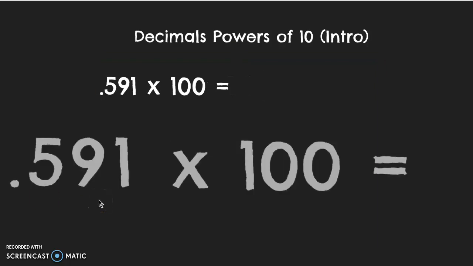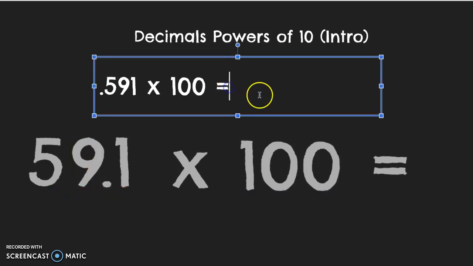Well, what if we do it times 100? Now it's got 2 zeros. So now we got to move our decimal not only one spot, but we got to move it 2 spots. So 1 spot, 2 spots, and we get our answer 59.1.